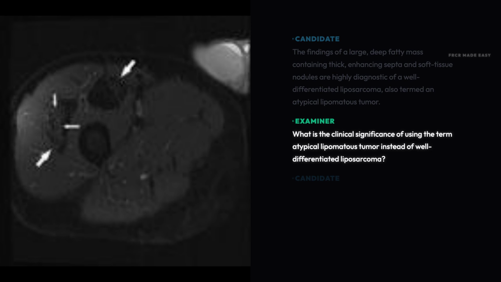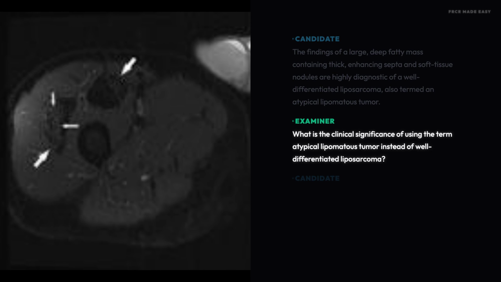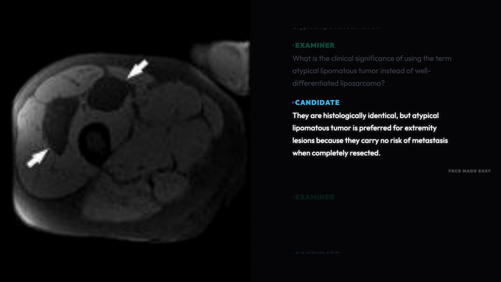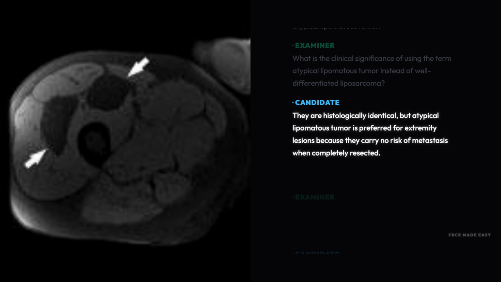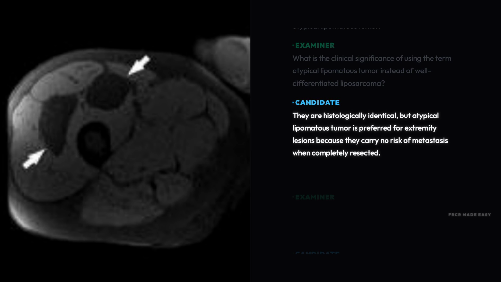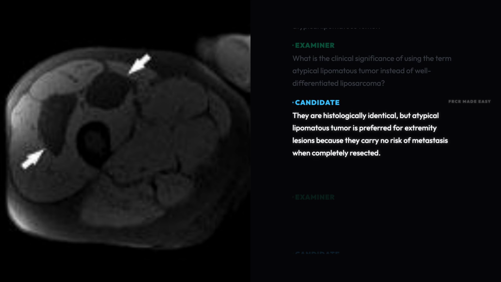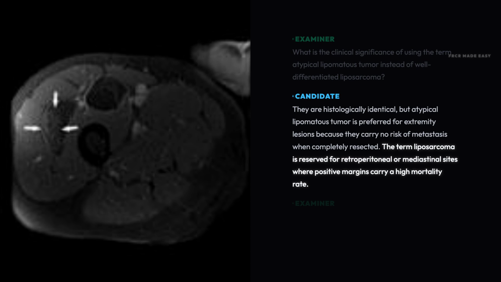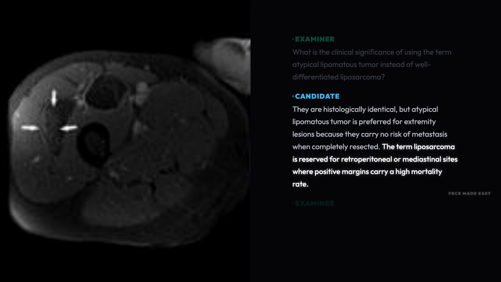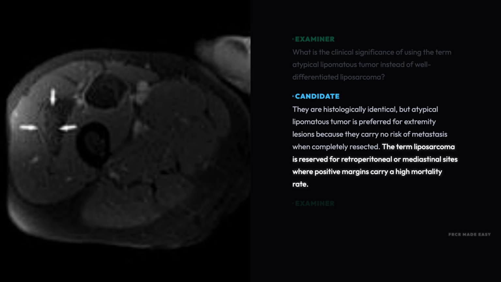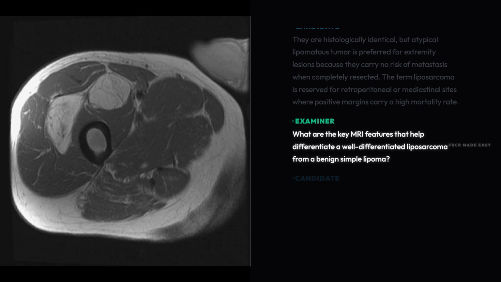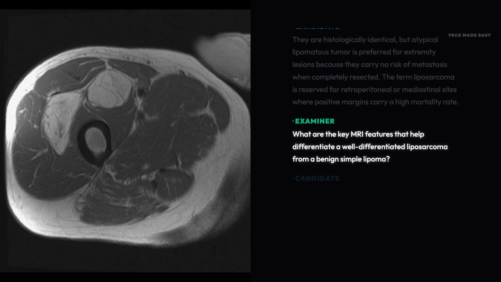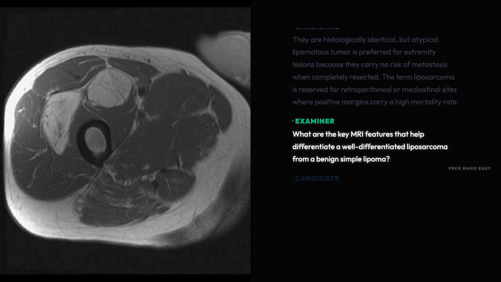What is the clinical significance of using the term atypical lipomatous tumor instead of well-differentiated liposarcoma? They are histologically identical, but atypical lipomatous tumor is preferred for extremity lesions because they carry no risk of metastasis when completely resected. The term liposarcoma is reserved for retroperitoneal or mediastinal sites, where positive margins carry a high mortality rate. What are the key magnetic resonance imaging features that help differentiate a well-differentiated liposarcoma from a benign simple lipoma?